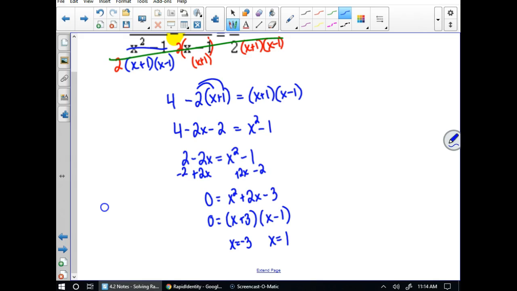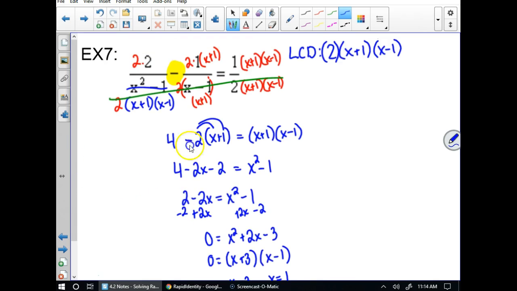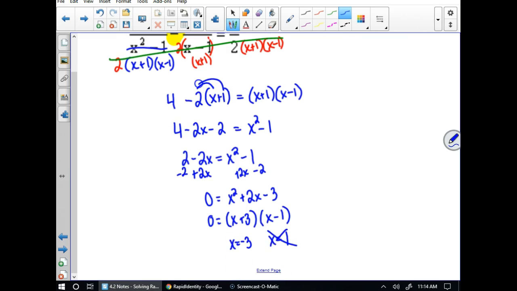Okay, are both of those okay? Good answers. If you plug in 3, you'll be fine. If you plug in 1 right here, 1 minus 1 will give you 0 in that original denominator. So 1 is out. Negative 3 is your only answer for that. It doesn't happen too often, but you always have to check for it. Okay? Questions?